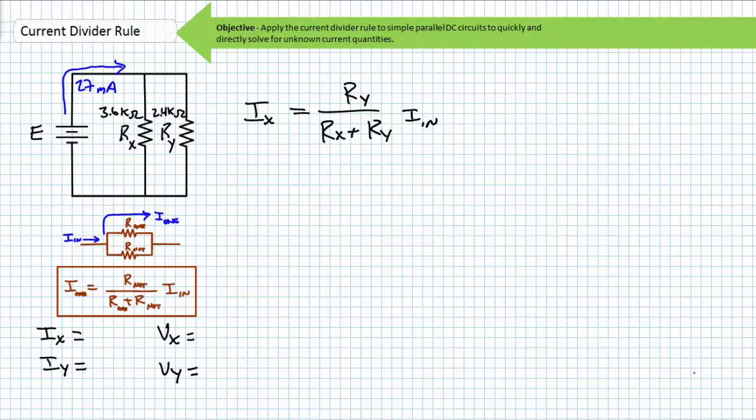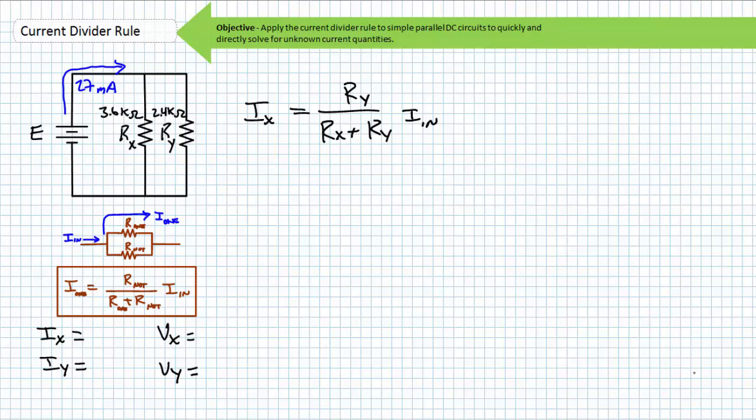The current divider rule states that the current through the one I'm interested in is equal to the resistance of the one I am not interested in divided by the summation of the two resistors times the incoming current. To solve for Ix, the current through Rx, Rx is our element of interest. Ry is our element not of interest. Ry goes into the numerator position. The denominator is the summation of both resistors, the one I'm interested in, Rx, plus the one I am not interested in, Ry. Finally, the incoming current for this parallel combination is our generic current In.